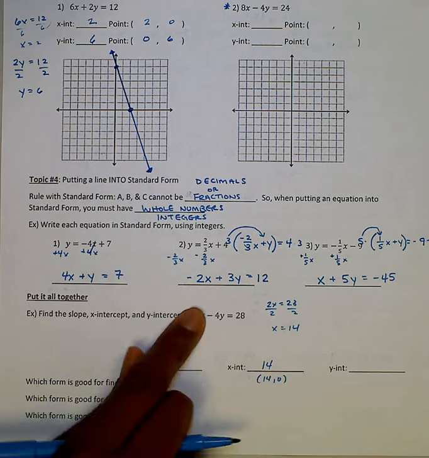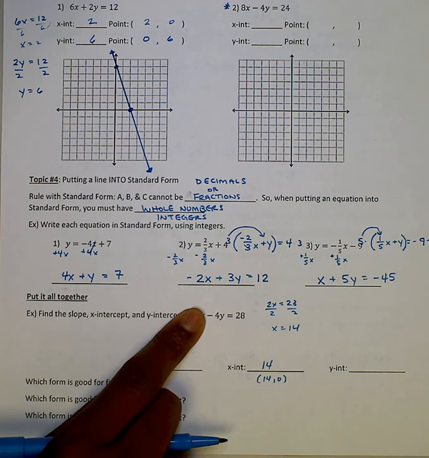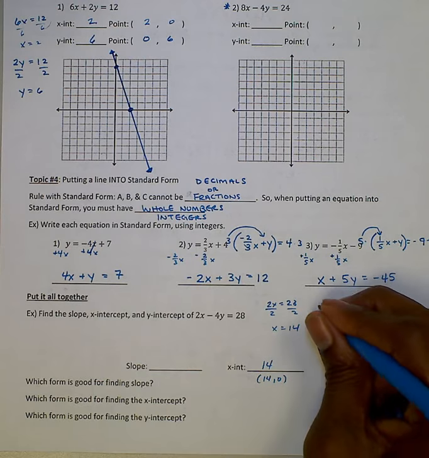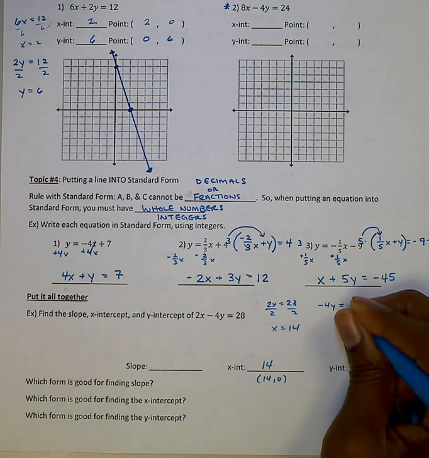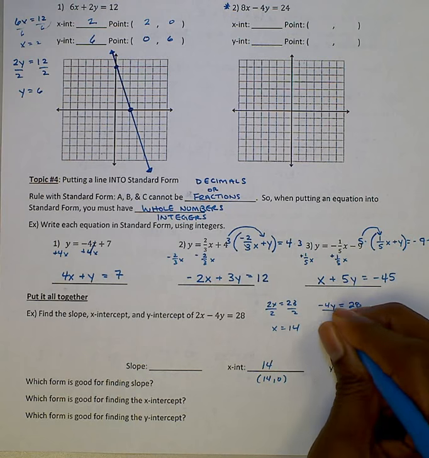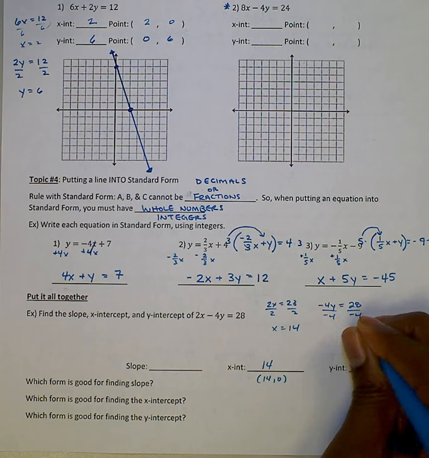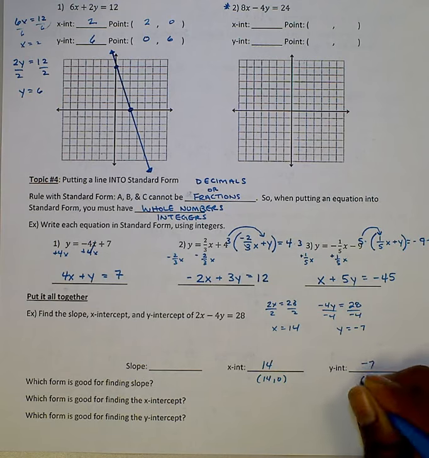Okay, I'm going to cover up the x and rewrite my equation and solve for my y coordinate, or y-intercept, sorry. Divide both sides by negative 4, and y will equal negative 7. Okay, remember that point is at 0, -7.